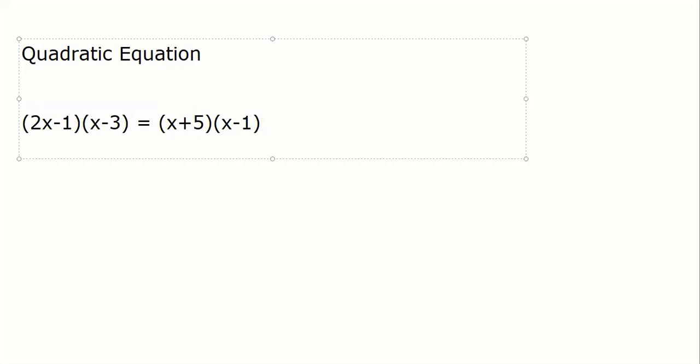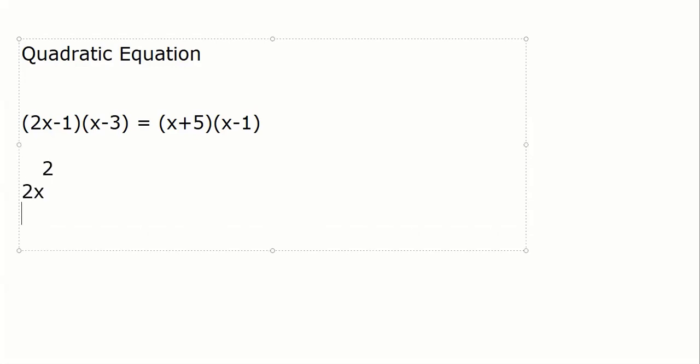We don't know. First, we have to simplify it and then see whether we are getting the x square term or not, correct? So how do we do it? We multiply. First we multiply the left side. So 2x into x is 2x square.